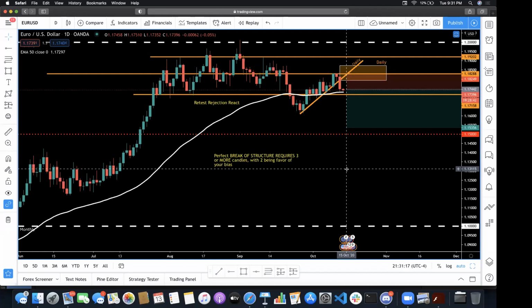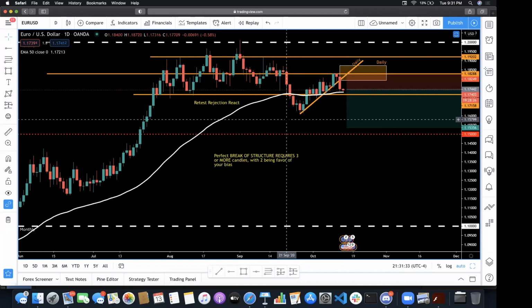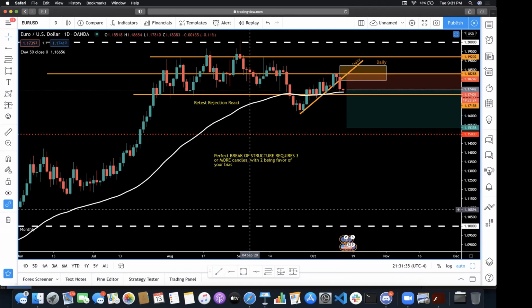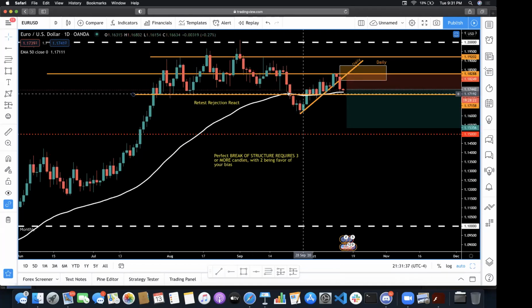So, a perfect break of structure, guys, requires three or more candles, with two of those candles being in your bias favor. Now, you're like, Corey, what do you mean by that? Let's take a look at some breaks of structure real quick. This orange line is delineating a support from over here. Y'all see this? Support, support, support.